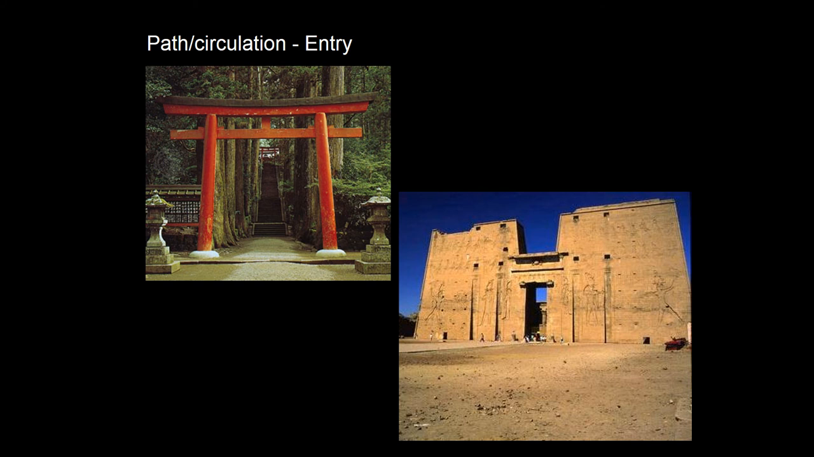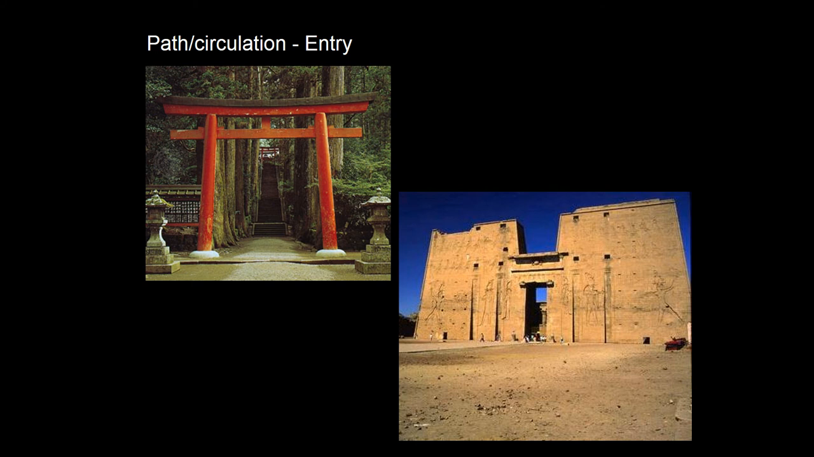The next one is this idea of demarcating entrance. So this is a Japanese torii, okay? And that pretty much says, hey, come on in, right here. This is where you enter. You're not going to walk around and climb through the bushes. You're going to enter here and go up those steps, right?